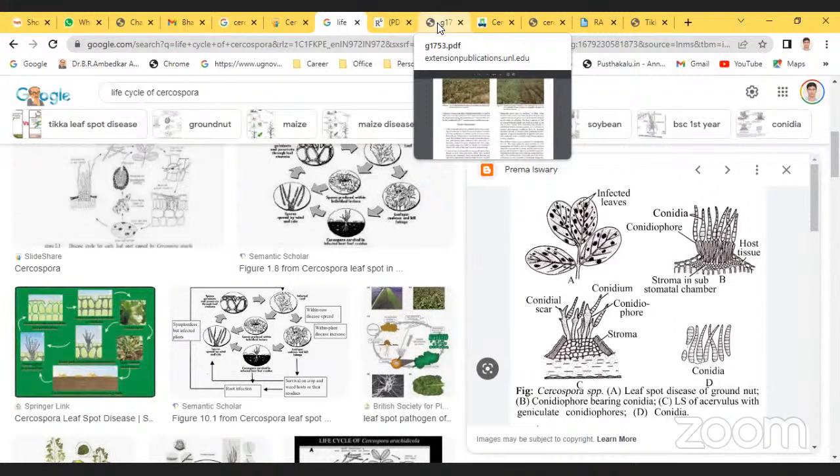Yes, sir. If the condition is immediately favorable, it germinates immediately. There is no germination delay. Otherwise it takes a long time in the dormant period, right? Yes, sir. So that is the germination process.